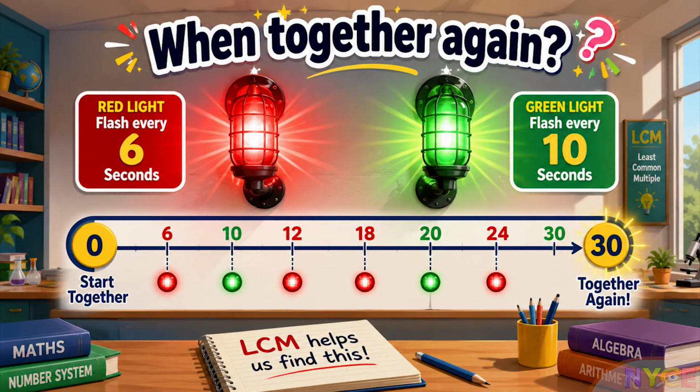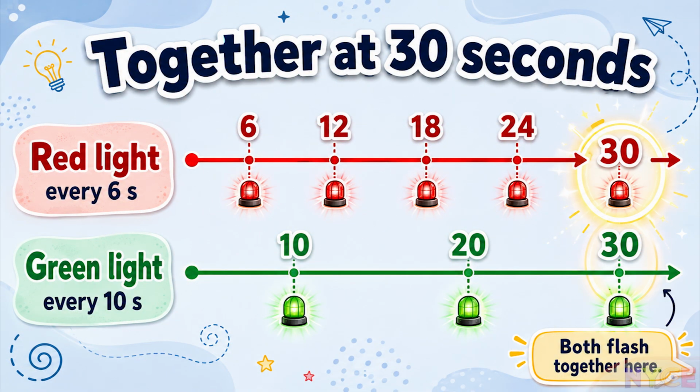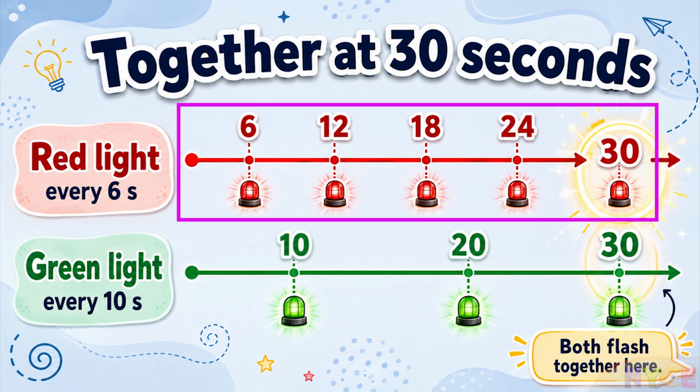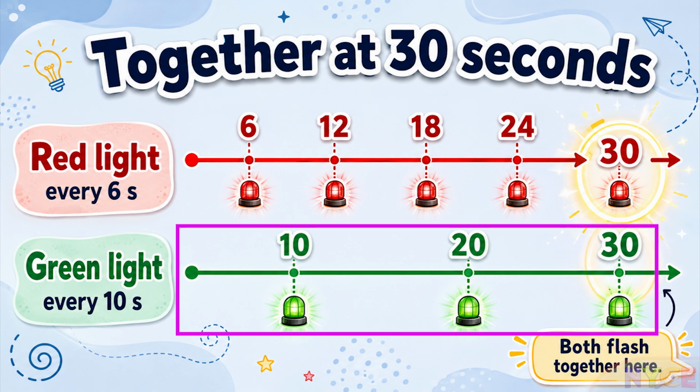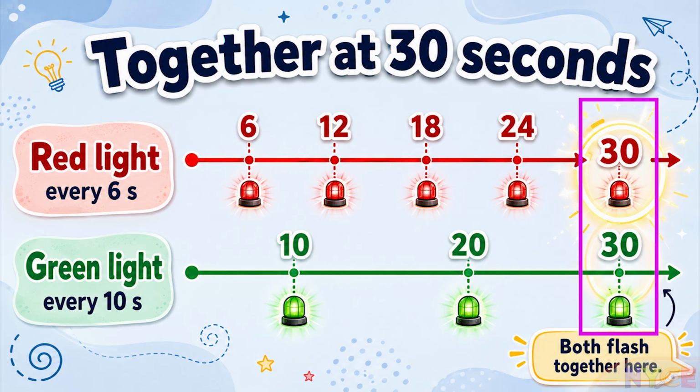Now, let us look at a different kind of problem. Imagine 2 lights on a wall. The red light flashes every 6 seconds, the green light flashes every 10 seconds. They flash together now. When will they flash together again? Let us list the red light times: 6, 12, 18, 24, 30. Now list the green light times: 10, 20, 30. The first common time is 30 seconds, so both lights flash together after 30 seconds.